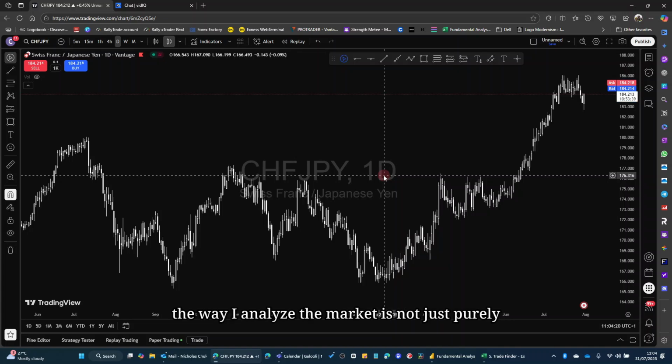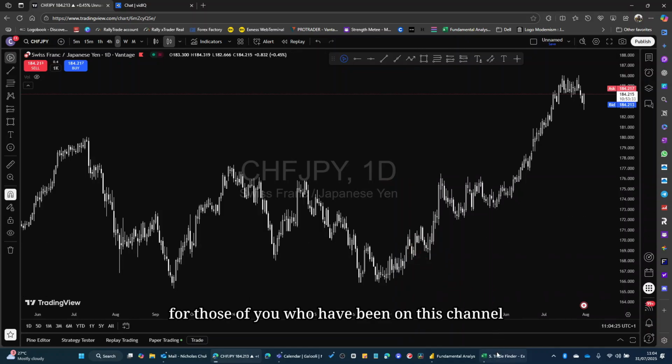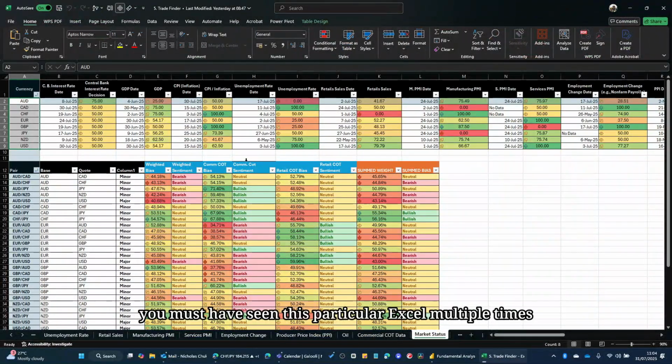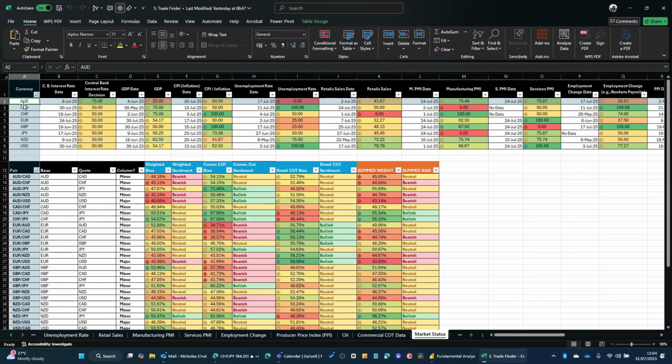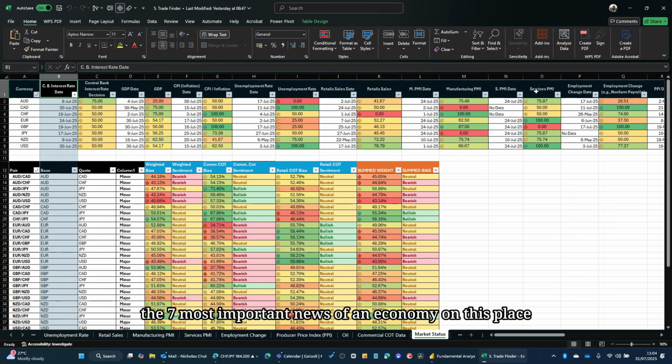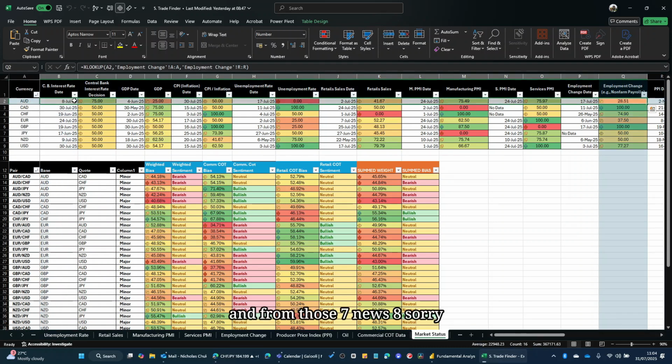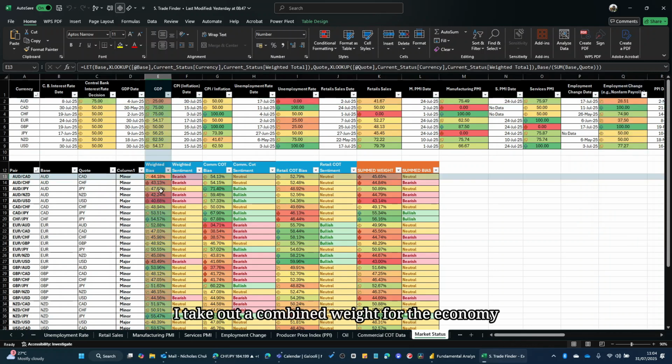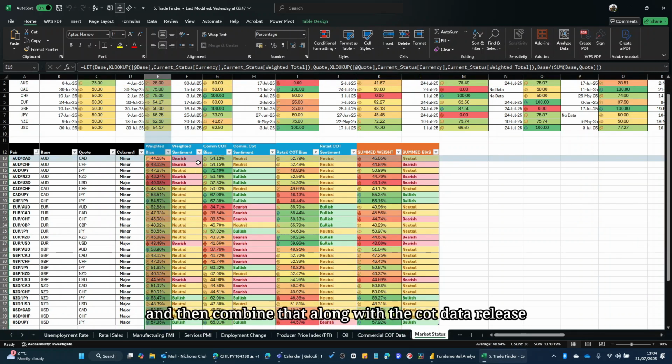So first and foremost, the way I analyze the market is not just purely technical charts. For those of you who have been on this channel for a while, you must have seen this particular Excel multiple times. This is my fundamental analysis calculator, which I call a trade finder. I do a rating for every news, or rather the 7 most important news of an economy on this place. And from those 7, 8 news in particular, I take out a combined weight for the economy and then combine that along with the COT data release.